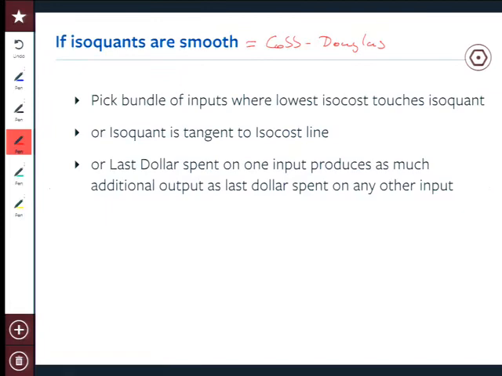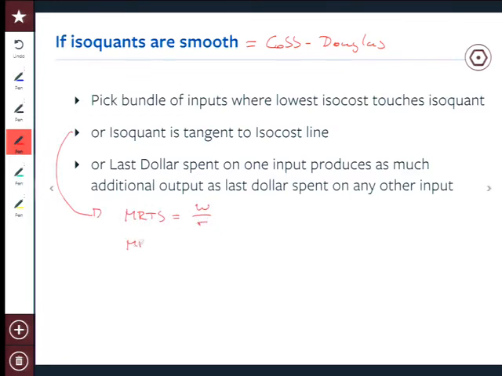What you do is you pick those inputs where the lowest isocost touches an isoquant, or saying the same thing, where the isoquant is tangent to the isocost line, right? So what the second point here says is the following: the isoquant is tangent to the isocost line. That means they have the same slope. So this means the marginal rate of technical substitution is equal to wage over the rental rate of capital.